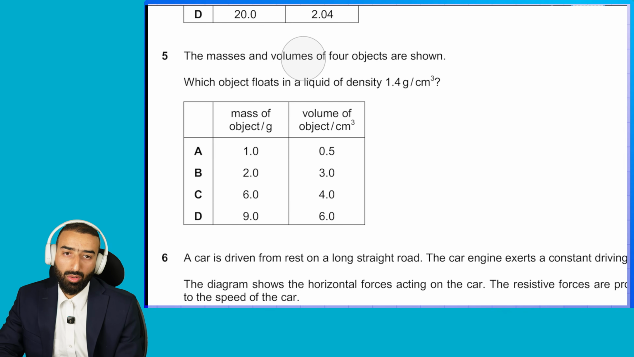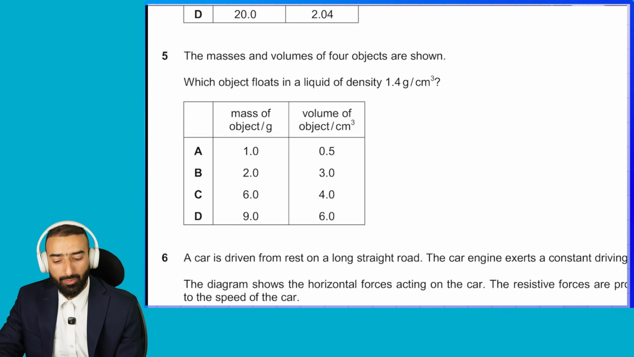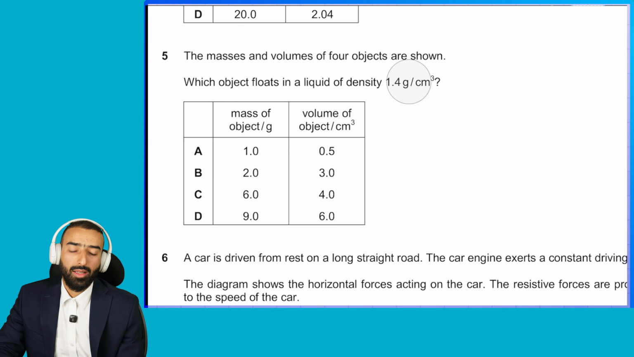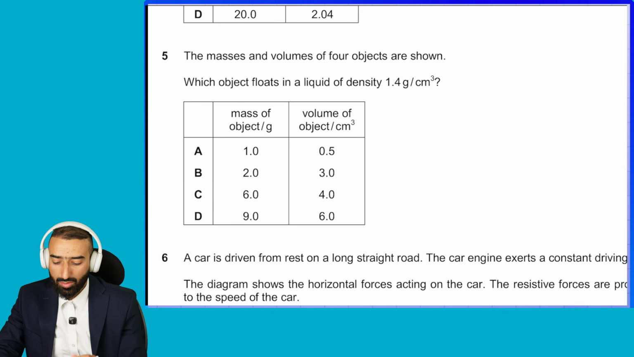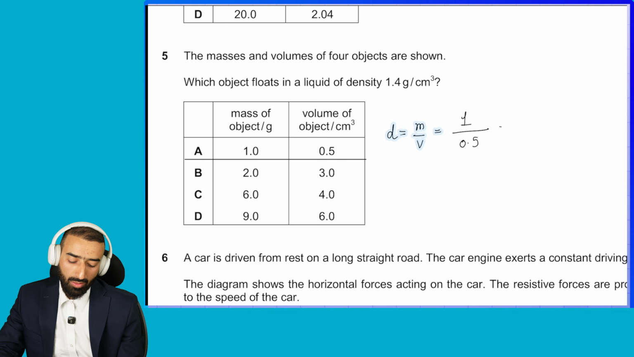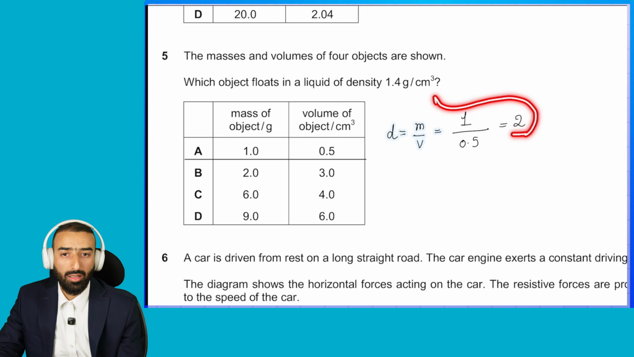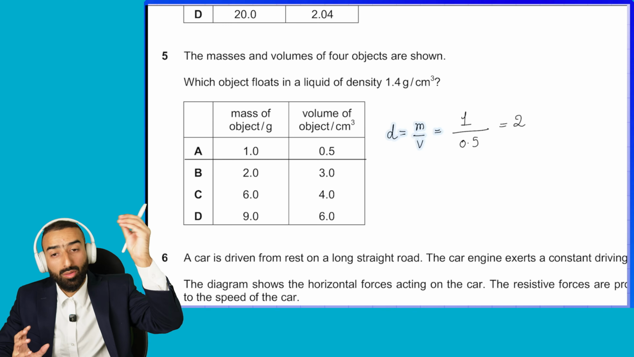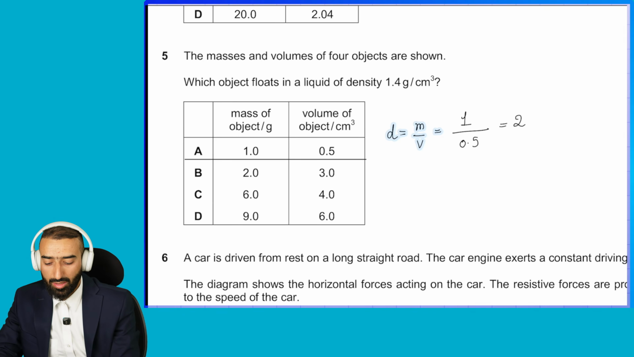The masses and volumes of 4 objects are shown. Which object floats in a liquid of density 1.4 grams per centimeter cube? Alright, let's try and figure out the density in case A. Density is simply given as mass of the object divided by volume of the object. In the first case, the mass is 1 gram. We divide it by 0.5, which will be 2. Now the density of the object is greater than the fluid's density. So mass A is going to sink. Let's repeat the same process for mass B.